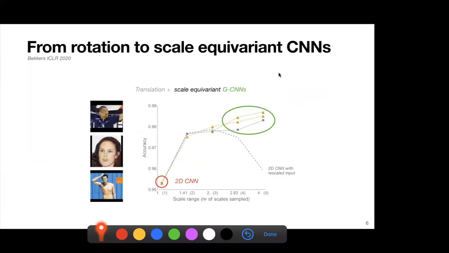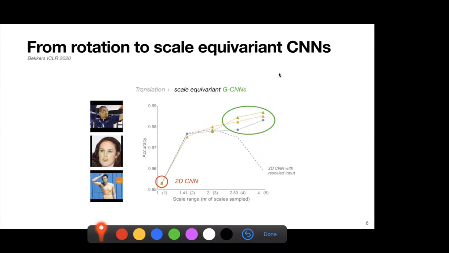Previously it was all about rotations. I also tested this on scale, for example landmark detection in faces. There you have a lot of scale variation, right? If someone is in the front of the camera or in the back. We also put it into perspective relative to several versions of data augmentation. And we saw that we could indeed improve upon 2D CNNs with GCNNs by quite a bit.